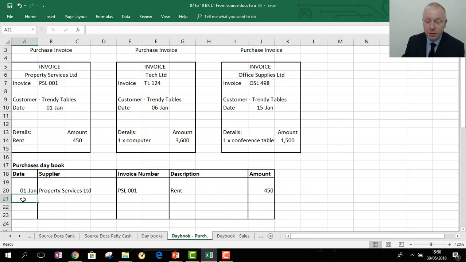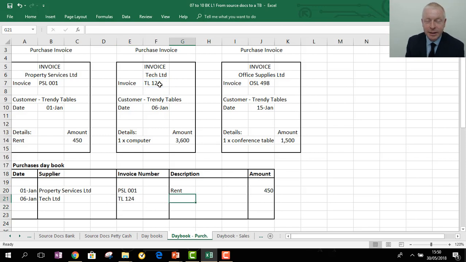So the next one up we're going to look at is the second invoice, and the date on that is the 6th of January, which is grand. And then we're going to look at the name of the supplier, which is Tech Limited. So that just goes in there. I need to look for the invoice number. So again, I just hit on equals, I take the invoice number, and it will populate straight in.